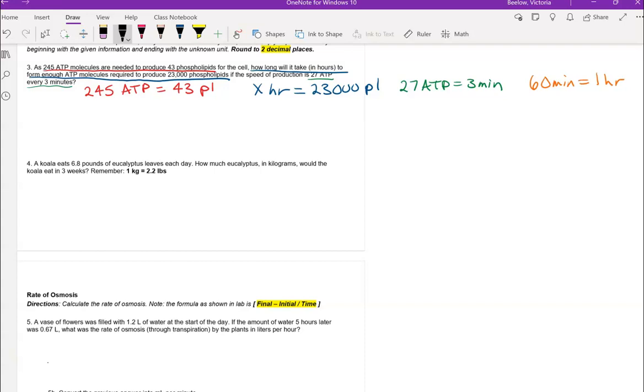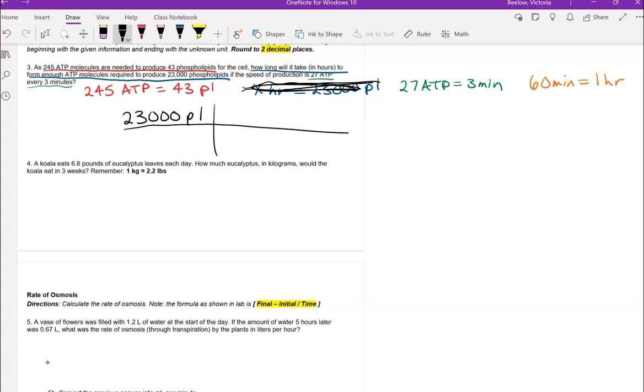Now I have everything I need to start my picket fence. So you're always going to start your picket fence with whatever you're solving for, X hours. That's what we're looking for. Whatever that is equal to, that's what you're going to start your picket fence with. So we're going to start with 23,000 phospholipids. Because ultimately, by the time I'm done with my picket fence, I should have hours for my answer. I'm basically trying to take phospholipids and convert it into hours, which are two totally different units. So that's what I'm starting my picket fence with. So I'm just going to go ahead and cross that off.